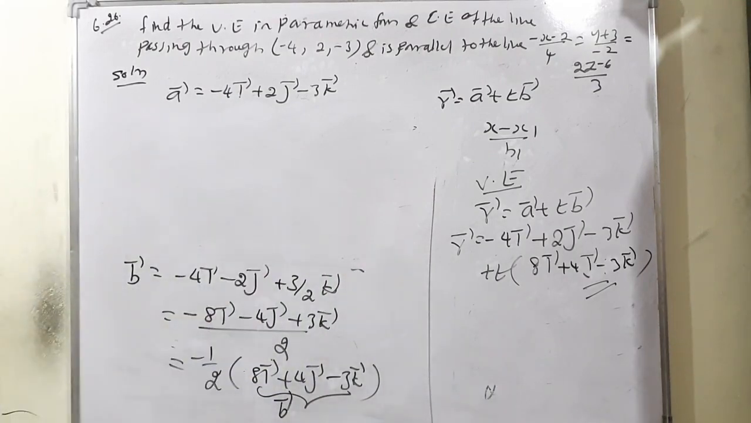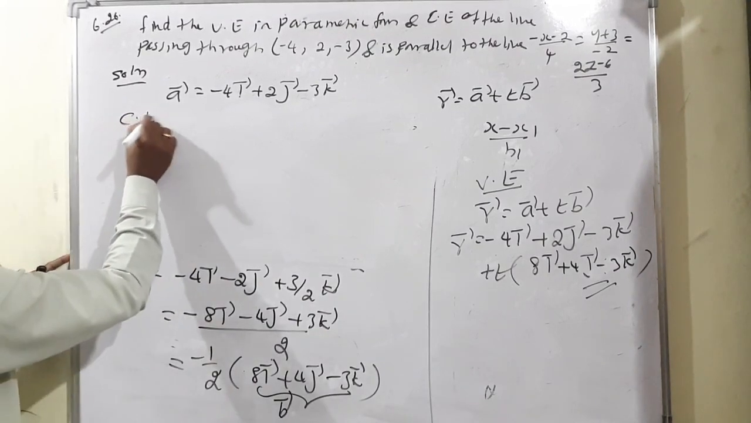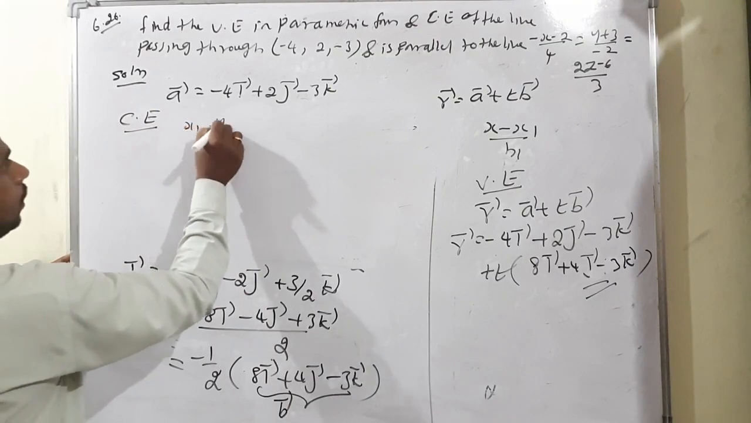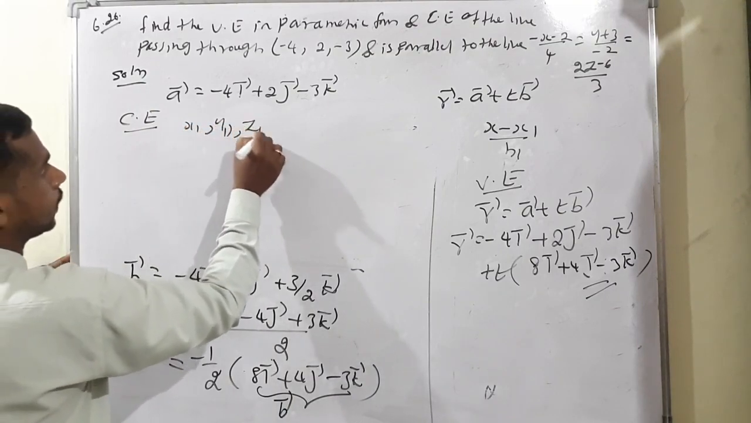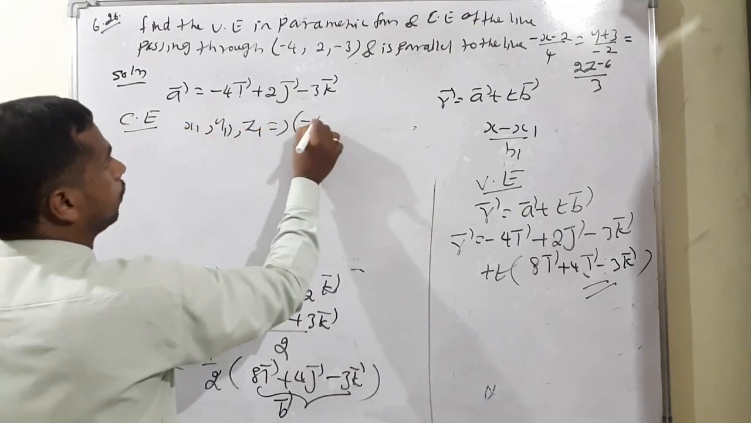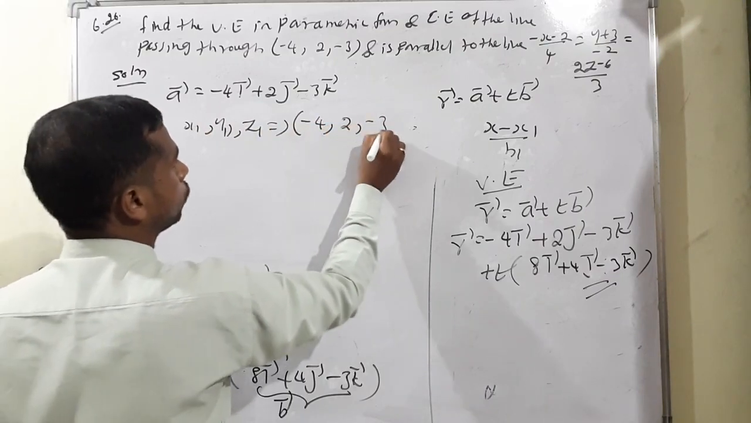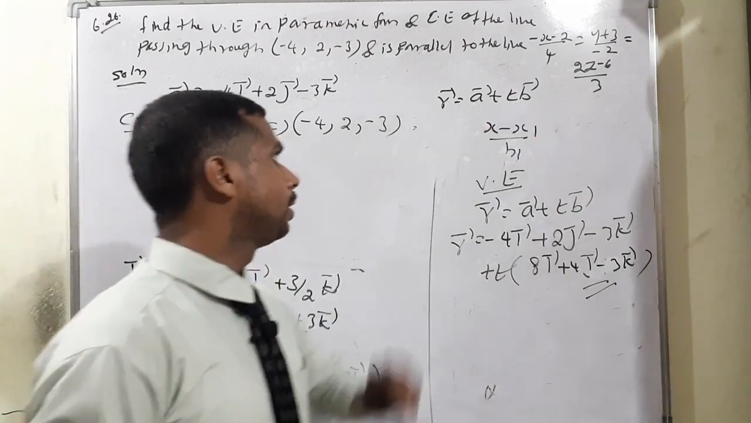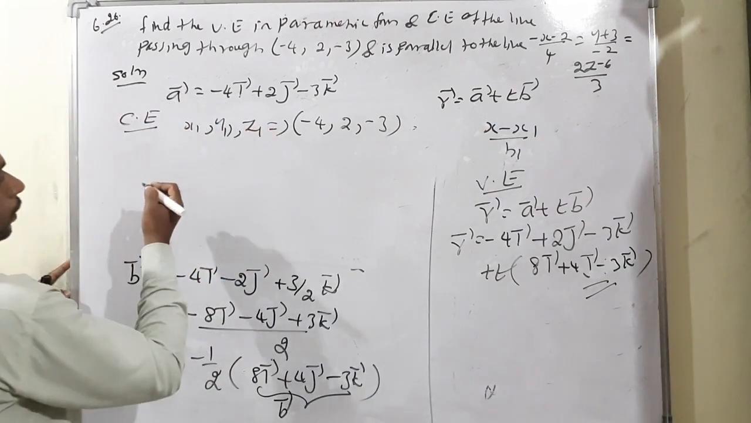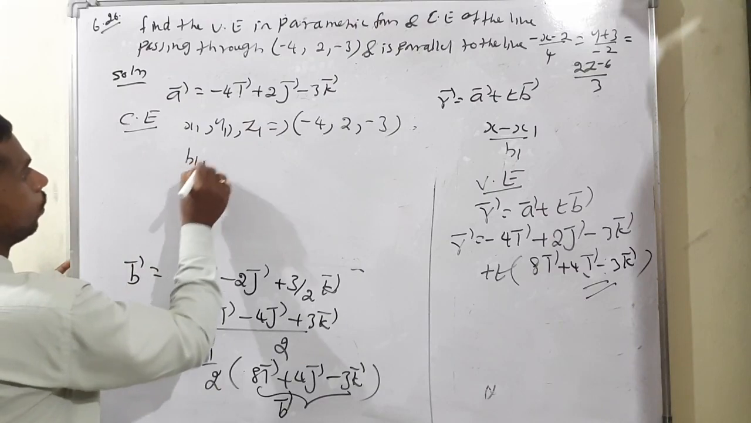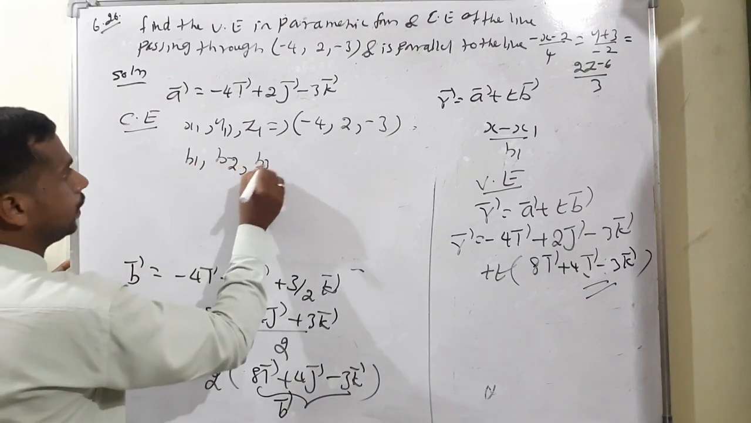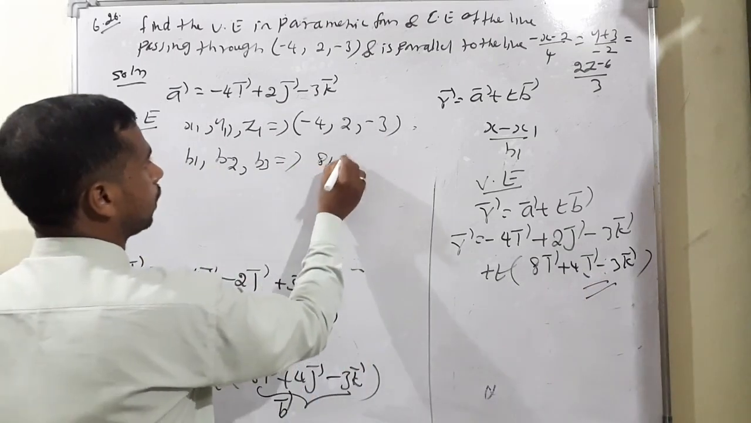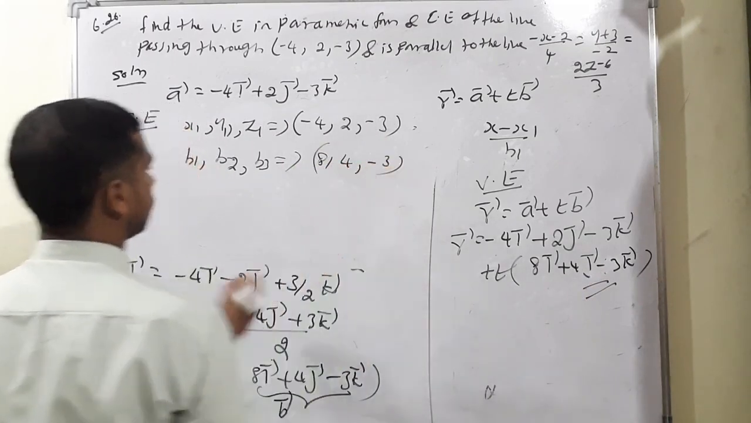So Cartesian equation means, first we need a point. What is the point? That is called x1, y1, and z1. The values are -4, 2, -3. The next condition, b means the direction vector of the line. So b1, b2, b3 is 8, 4, -3.